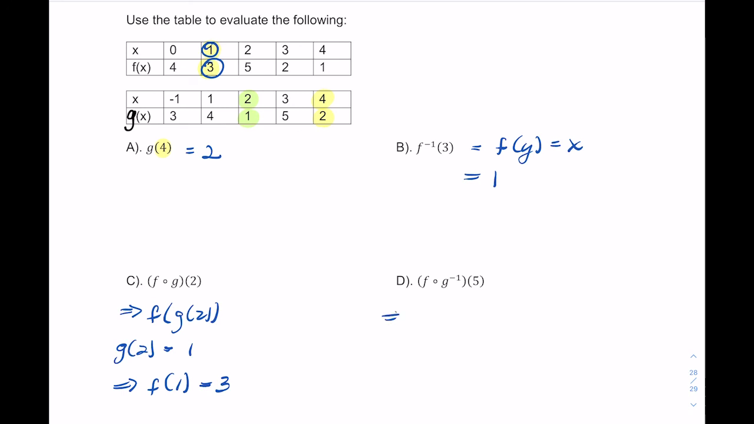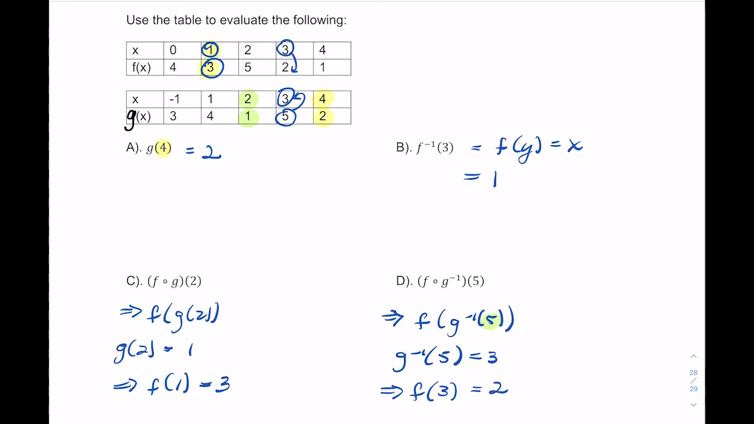For the last one, I'm doing something very similar, but this time I'm finding f of g inverse of 5. So remember, this is actually going to be your y value. So when y is 5, what's x? It's 3. So g inverse of 5 is actually equal to 3. And now I'm going to replace g inverse of 5 with 3 and find f of 3. So if I go to the f of x table, when x is 3, y is 2.